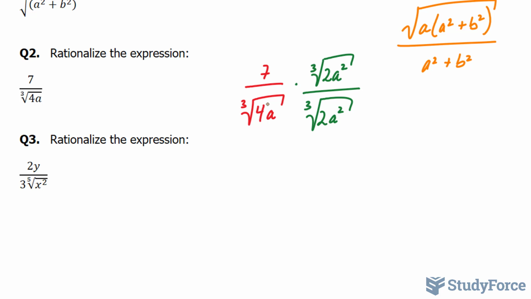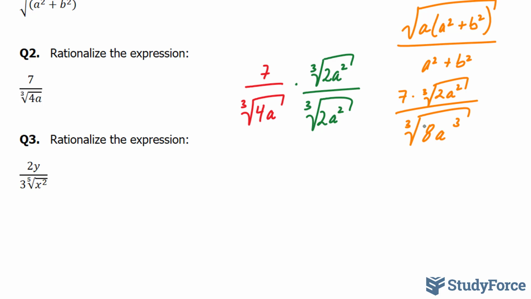Just like before, we have two denominators with third roots, so we can combine the radicands. Let's combine 4a times 2 times a to the power of 2. That gives us 8a to the power of 3 underneath the third root. So that's the bottom part. And at the top, we have 7 times this expression.